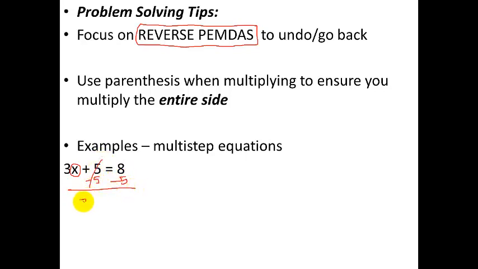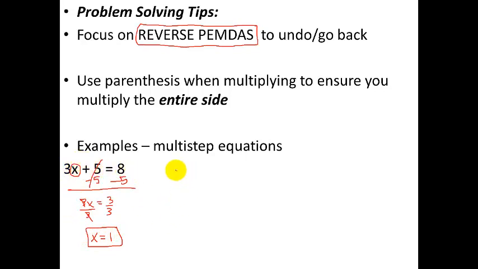Those cancel. Now we have 3x on this side. 8 minus 5 is 3 here. And now we could divide both sides by 3. 3 divided by 3 cancels, and we get x equals 1. Let's plug that back in and check and see that it works. Plug a 1 back in here. 3 times 1 is 3, plus 5 is 8.